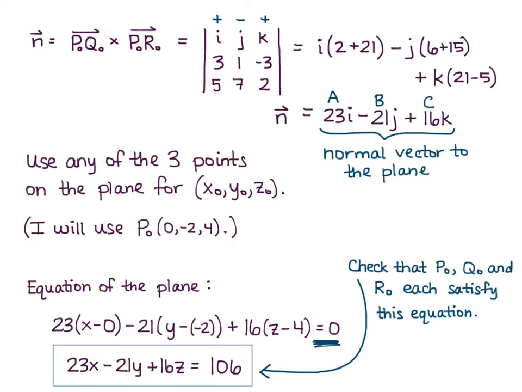The way you can check is you can check that P naught, Q naught, and R naught each satisfy the equation. So all 3 points on your plane should satisfy the equation for the plane that you found. If you want to go ahead and check that, that will tell you whether or not you got an accurate equation for your plane.